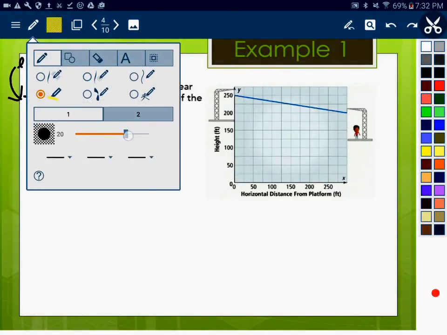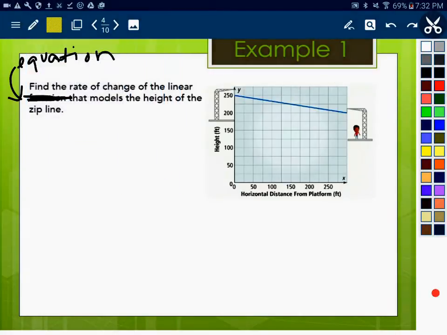Now, rate of change is the change in the y over the change in the x, just like slope. So we're going to be looking for rate of change. I want to know how the vertical distance is changing as the horizontal distance is changing. So let's think about this zip liner. I want to know his rate of change, meaning how many feet is he descending per feet that he travels forward. So if he travels forward 50 feet, how far did he fall? That's going to be what our rate of change represents here.